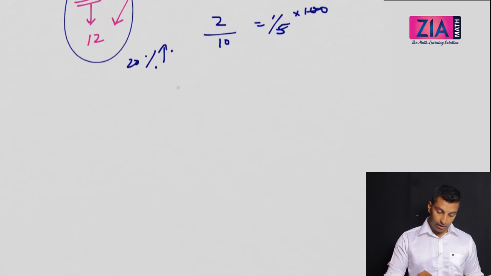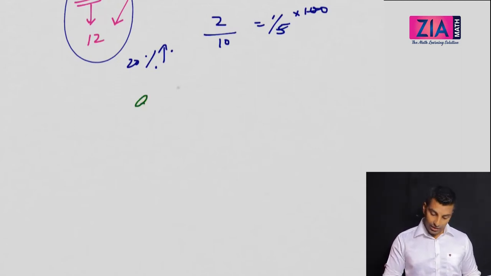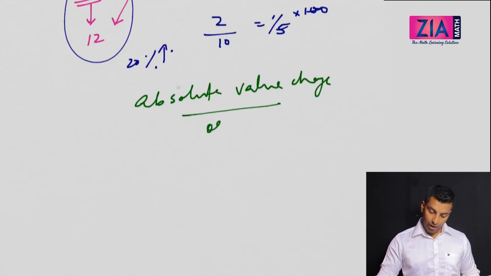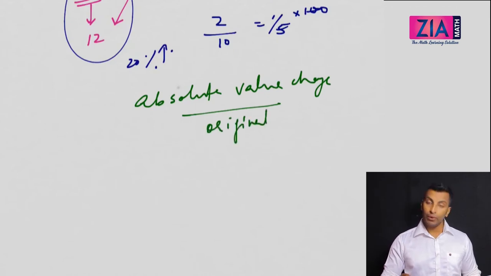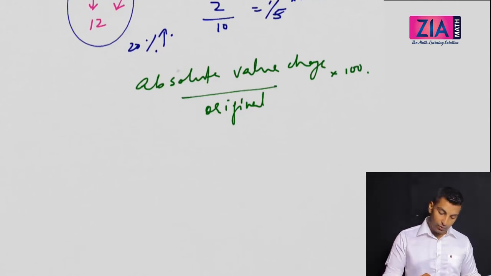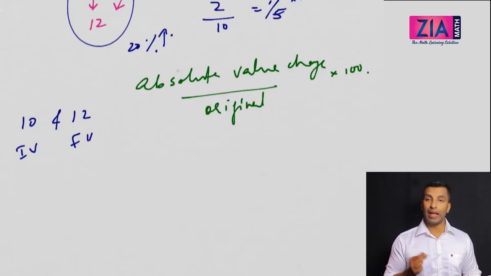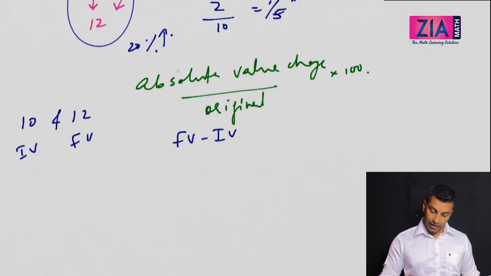If you need a formula, see: the absolute value change, that is, the change, divided by the original value, multiplied by 100. Now absolute value change means, you have two values, here it was 10 and 12. You can call this the initial value and this the final value. So what is the value change? Final value minus initial value.